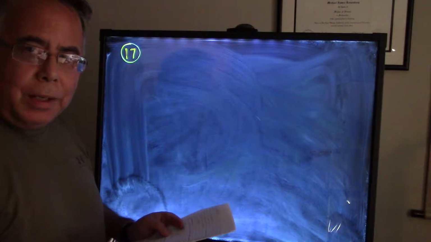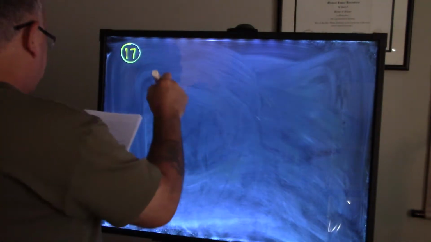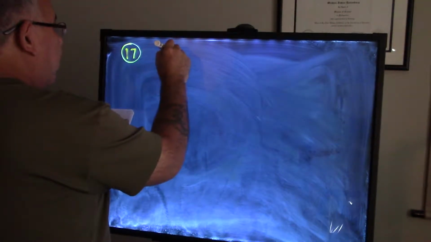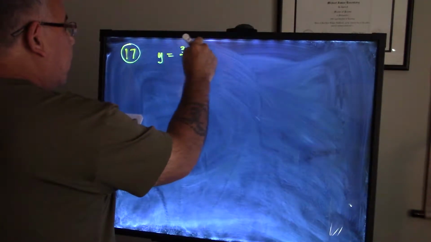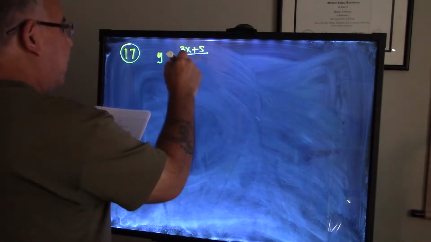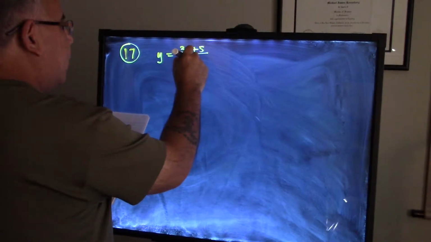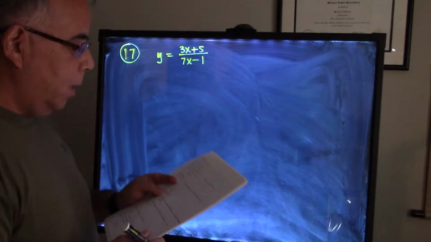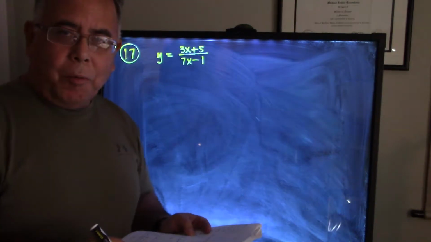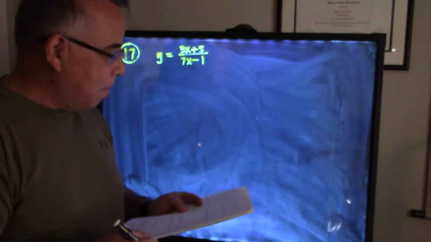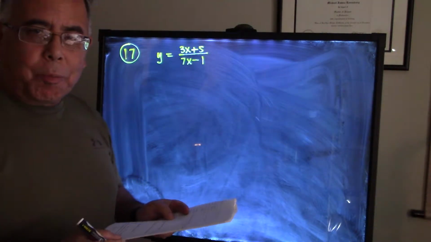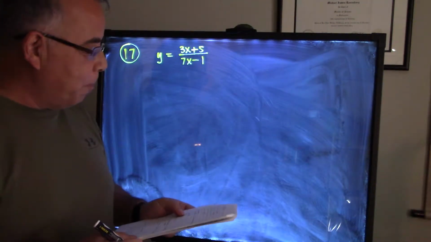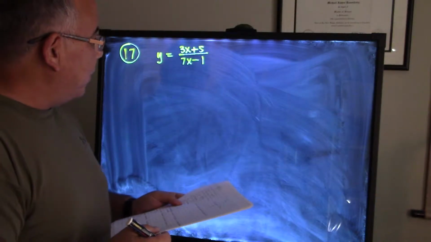Problem number 17. We have y equals (3x plus 5) over (7x minus 1). Well, this is already solved for us, so there's no problem here. And this does have a graph which is similar to that of problem 15. So, and it is a function.